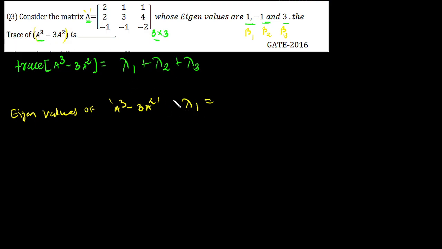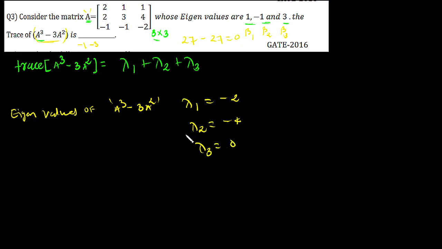So we are calling it lambda 1. Use this 1 here, put it here. So 1 cube, again 1 minus 3. So I can say minus 2 is my first eigenvalue. Now let's find the second eigenvalue for this matrix. Let's use this minus 1. Put it here. So minus 1 minus 3, so I can say minus 4. It will be my second eigenvalue. And for the last one, lambda 3, let's use this 3 and put it here. So 3 cube is 27, minus 27 again. So the third eigenvalue will be 0.